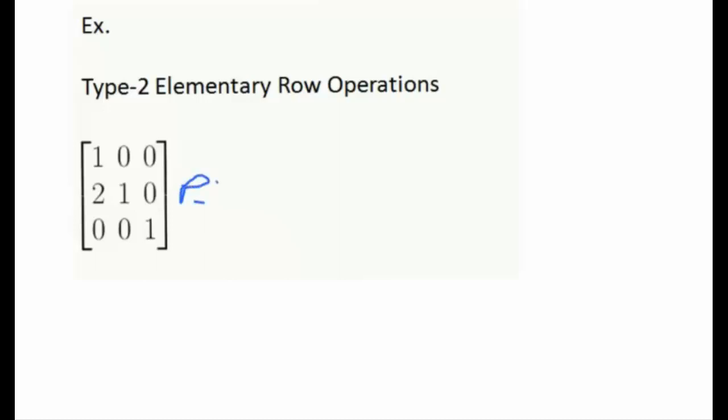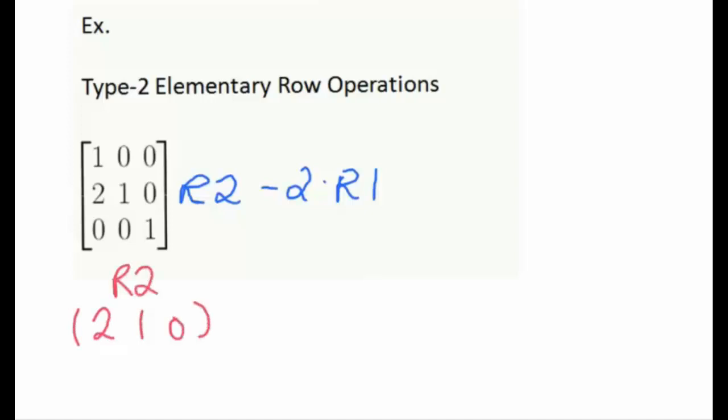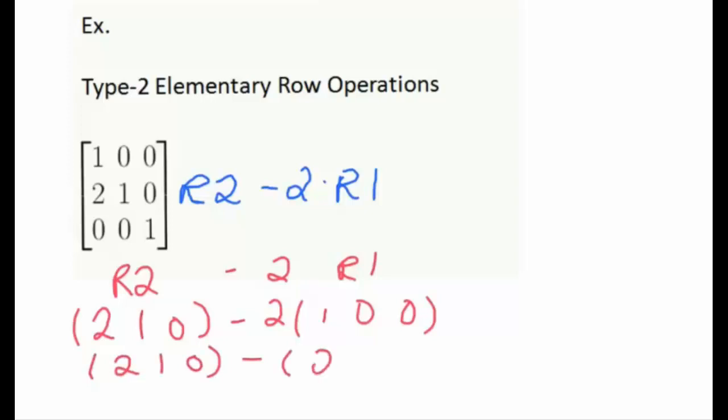Instead, we have to take row 2 and subtract a multiple of another row. In this case, we're going to take 2 times row 1. Let me show you what this looks like. I'm going to write down row 2, which is 2, 1, 0, and we're going to subtract 2 row 1s, where row 1 is 1, 0, 0. If we simplify this a little bit, we have 2, 1, 0, minus 2 times 1, 2 times 0, and 2 times 0.